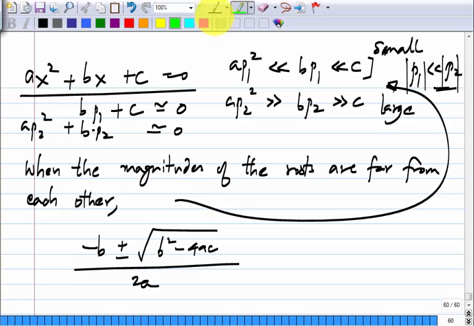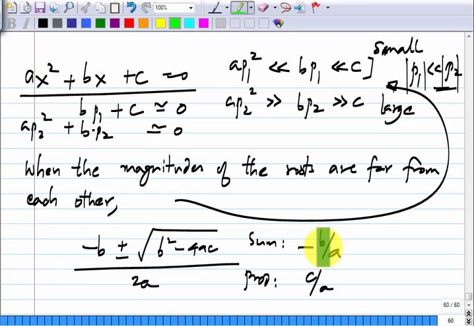Or like I said, you know the sum of the roots. What is the sum of the roots of the quadratic? Minus B by A. And the product? C by A. So first you assume that the sum equals the one with the larger magnitude, and then from the product you can calculate the other one. All of these will give you the same thing.